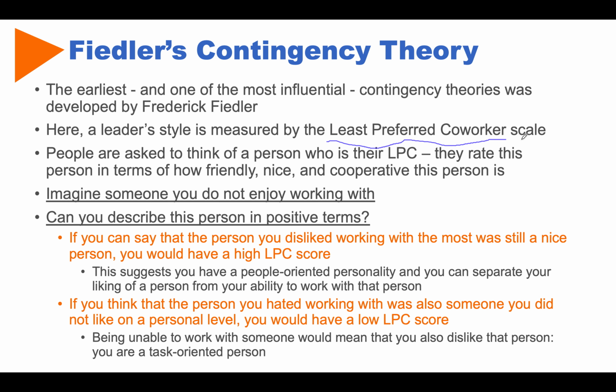So the basic idea behind the least preferred coworker is that whether or not you can like a person, even though you can't get along with them work-wise, tells a lot about you. So your thoughts and approaches to people that you don't like working with tell us something about you. So the approach is this. They ask people to think of a person who is their least preferred coworker, the person they least like to work with. And then you would rate this person in terms of how friendly, nice, cooperative, kind that person is.